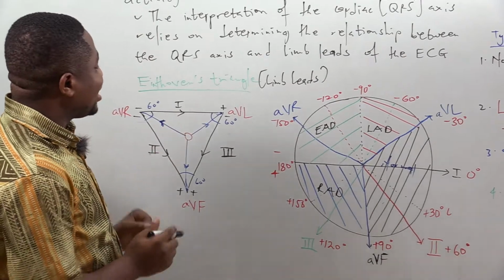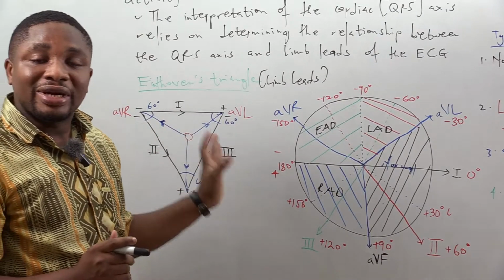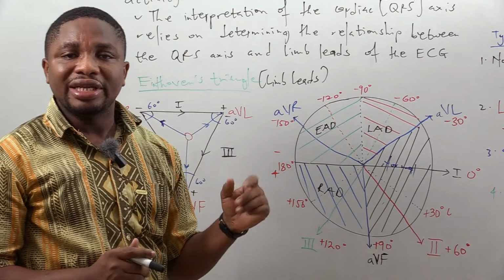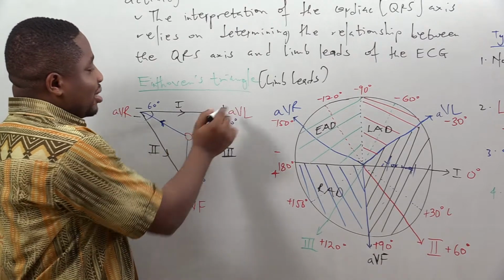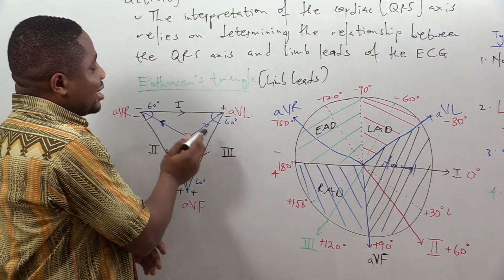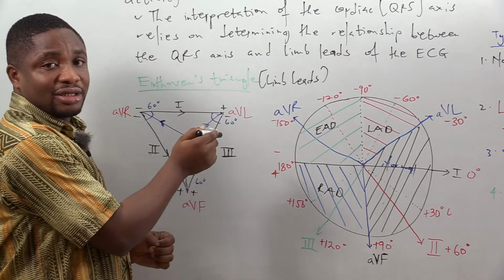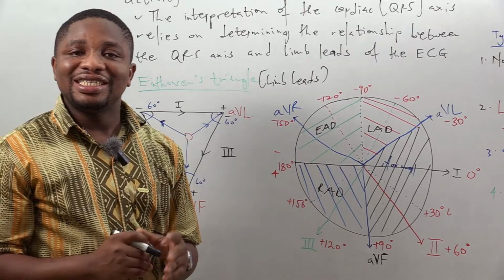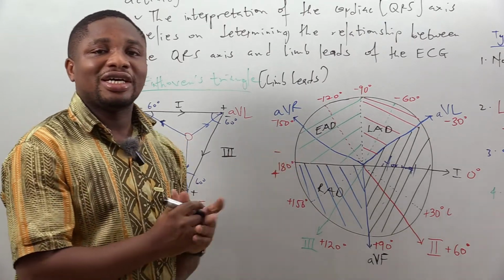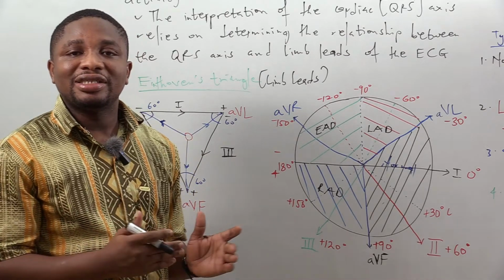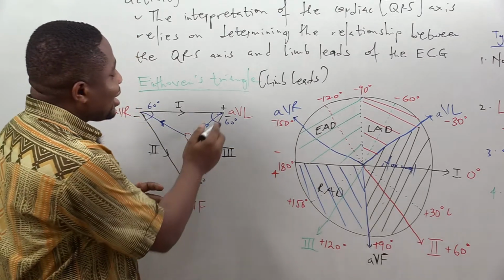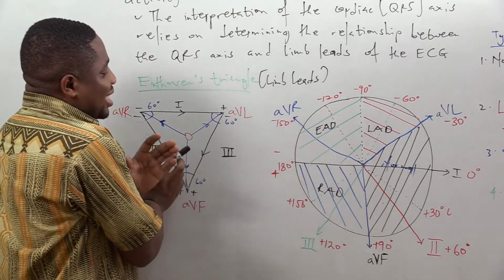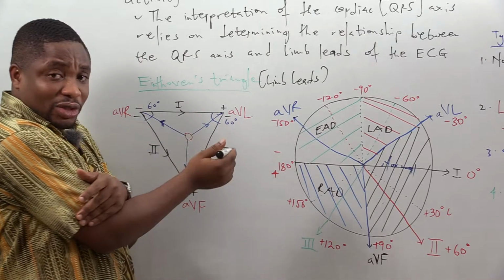Alright, so that gives us lead 3. Now let's move on to the augmented voltage leads. We'll take the first one, AVL. If you look at AVL, you can see that it is bisecting this angle of 60. And if you are bisecting an angle of 60, what are you going to have? You are going to have 30 degrees. So you can see, this is where our basic arithmetic comes into play. If you bisect an angle of 60 degrees, then you have 30 degrees.